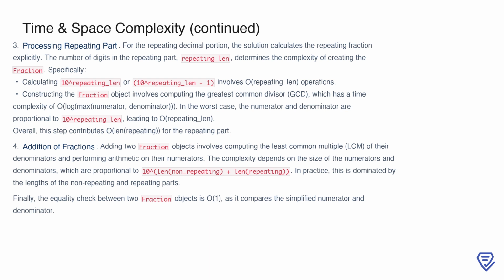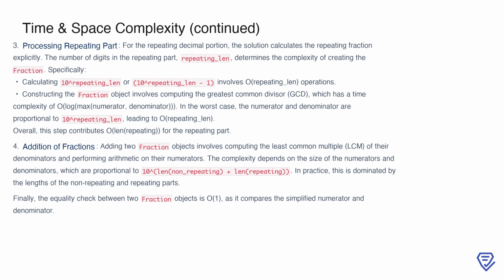For this part, the solution explicitly calculates the repeating fraction. The number of digits in the repeating sequence, referred to as repeating_len, determines the complexity of this step. Specifically, operations like calculating 10^repeating_len or 10^repeating_len minus 1 scale with repeating_len. Additionally, constructing the fraction object involves computing the greatest common divisor, GCD, which has a time complexity of log(max(numerator, denominator)). In the worst-case scenario, the size of the numerator and denominator is proportional to 10^repeating_len, meaning this step also contributes repeating_len.